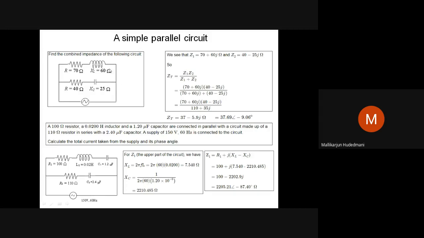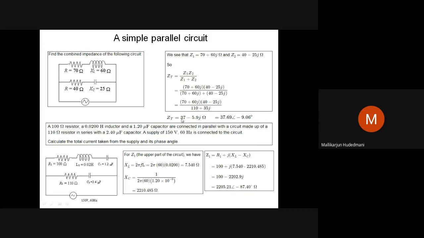Similarly, for complex impedances in parallel, the equivalent impedance is Z1 Z2 over Z1 plus Z2. See the substitution: Z1 Z2 divided by the addition. Here you have a complex product and a complex sum, and at the end a division. This kind of complex calculation you need to do on a calculator. So what I suggest is using a calculator: simplify the numerator and denominator and finalize the answer.